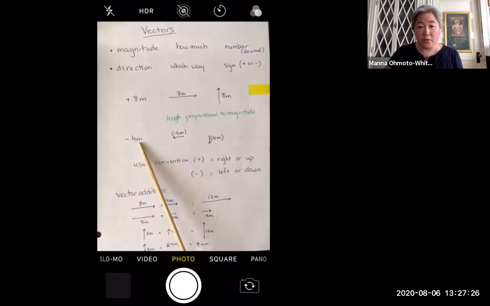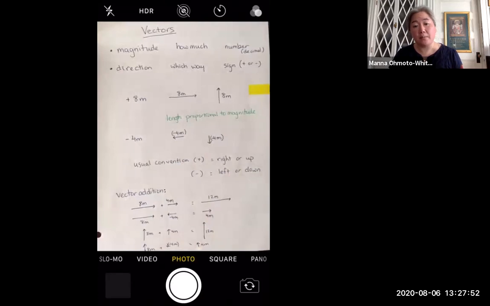Negative 4 meters would then be half the length. This arrow is about half the length of this arrow, and also pointed in the opposite direction. So in this case, it's pointed to the left instead of to the right, or down instead of up. So again, the usual convention is that positive is usually right or up, and negative is left or down.